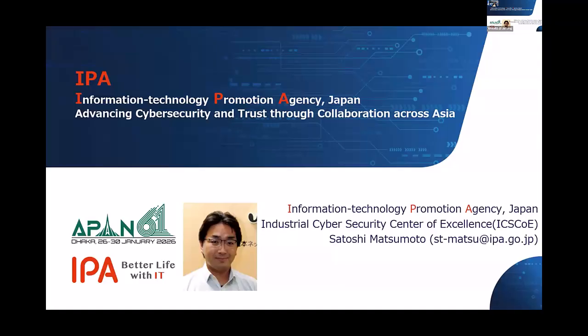My name is Satoshi Matsumoto from the Industrial Cyber Security Center of Excellence, or ICSCoE, at the Information Technology Promotion Agency Japan, also known as IPA. It's a great honor to be here today to introduce our activity and share how Japan, through IPA and ICSCoE, is working to advance cybersecurity and build trust through collaboration across Asia.